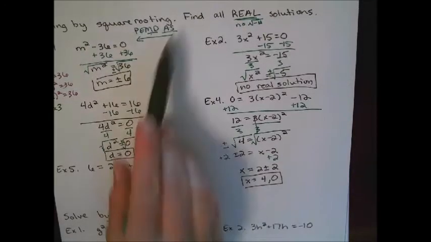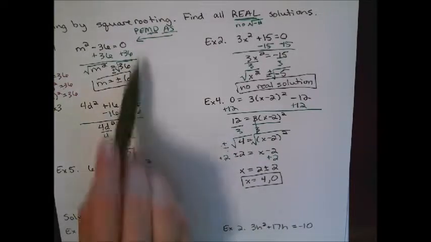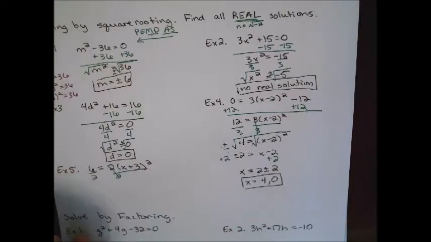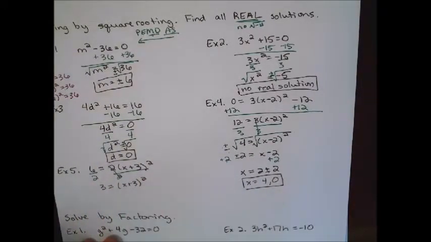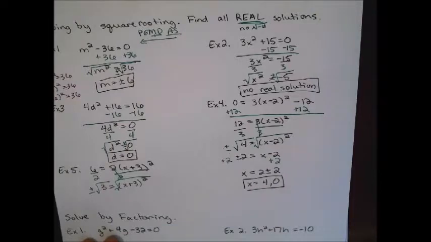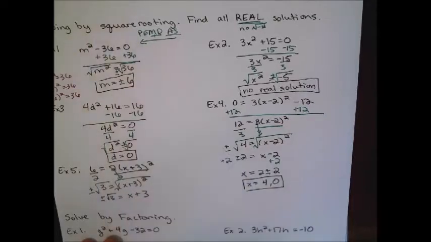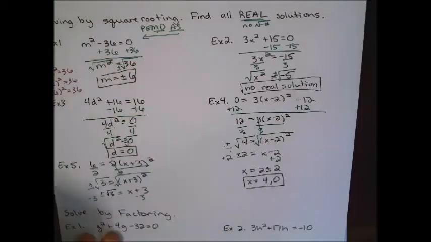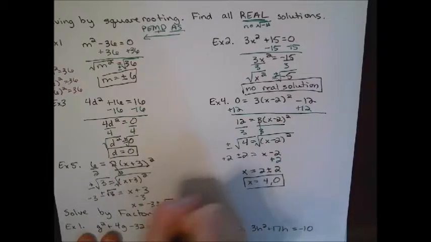For example 5, we notice we have nothing to undo for addition subtraction. We do have this 2 to divide for multiplication division. We're going to undo our exponent, not forgetting our plus or minus. I now have plus or minus square root 3 equals x plus 3. I subtract 3 over. And my final answer is x equals -3 plus or minus root 3.